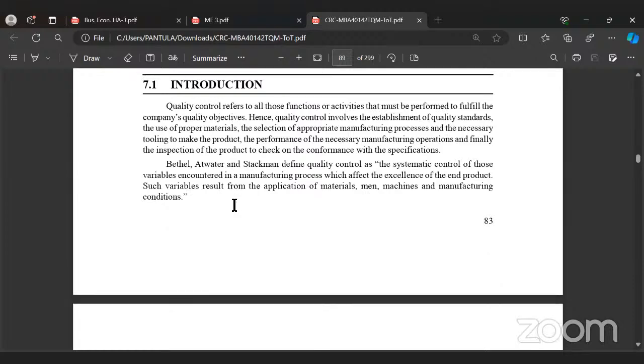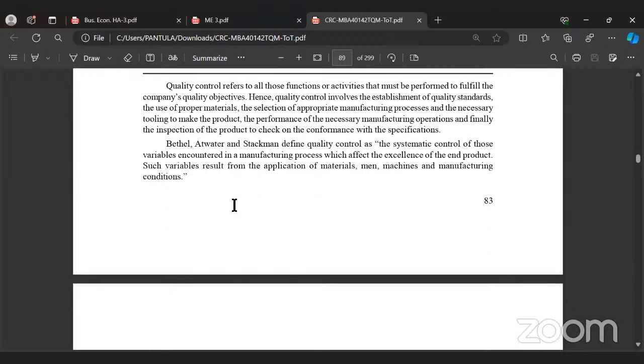We'll see. So what is meant by quality control? What is exactly quality control? Any idea? Why do we need to control the quality, statistical quality control? Any idea? So let me give an example.